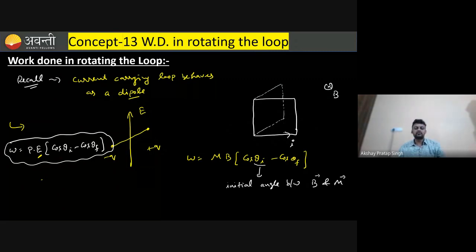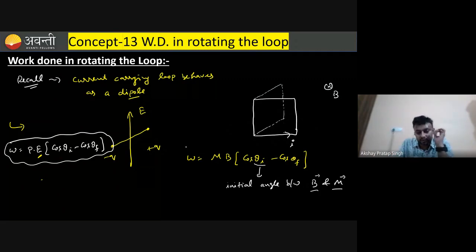I hope you can remember this thing. What is theta initial? It is the initial angle between the magnetic field and the magnetic moment. What is theta final? The final angle between the magnetic field and the magnetic moment. I hope this point is clear.